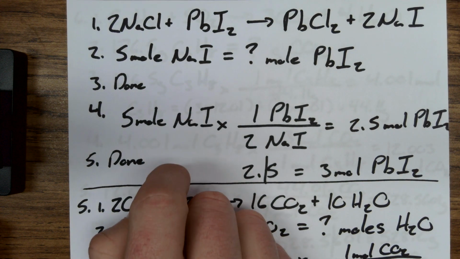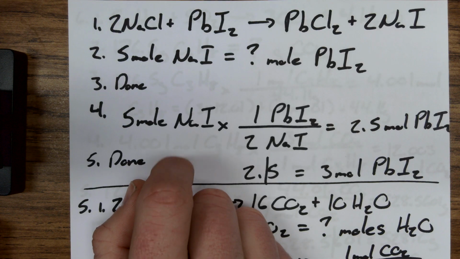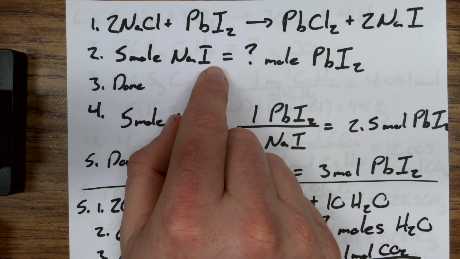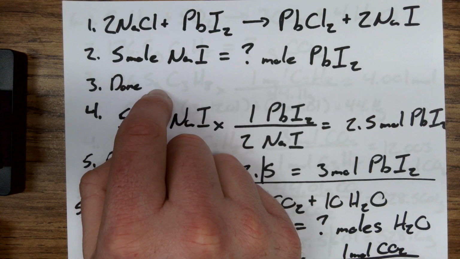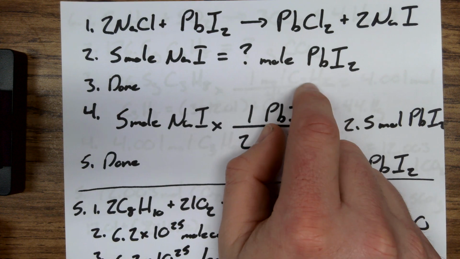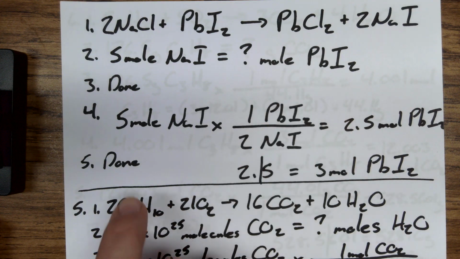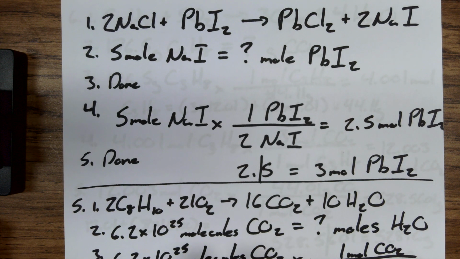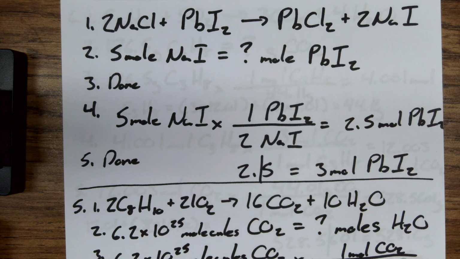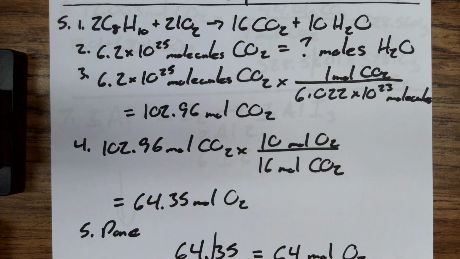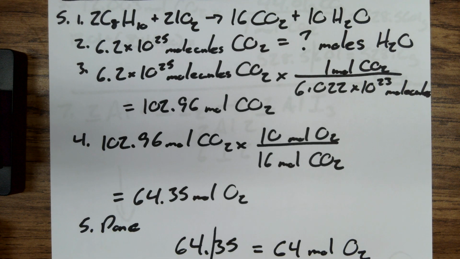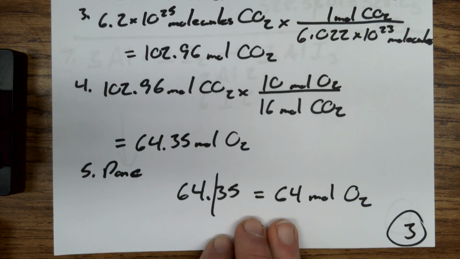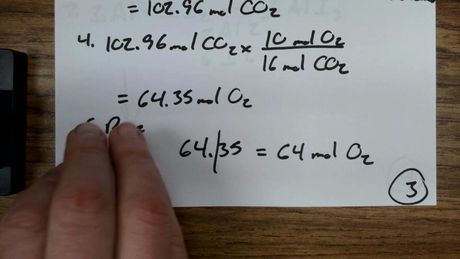Notice every once in a while for 3 and 5, I'll say done. Because remember, 3 is I want to take my given material, turn that into moles. If I already start off with moles, I don't have to convert it into moles. If my end product is moles, I don't have to convert it from moles to whatever I want it to be. I think 5, it gave you the balanced equation. Going for 64 moles of oxygen.